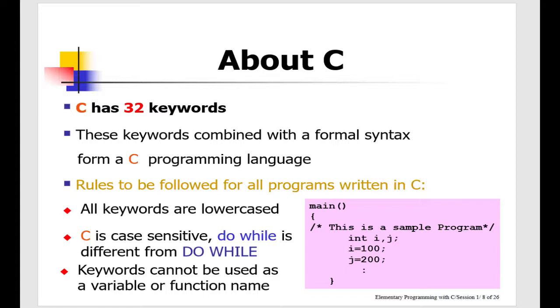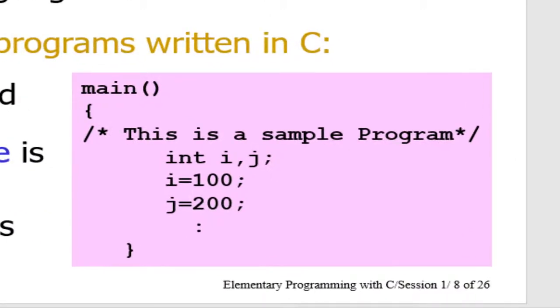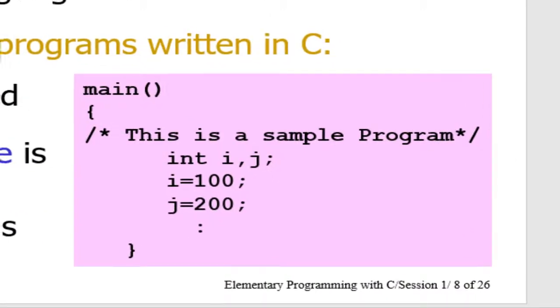All keywords in the C programming language are in lowercase, and C is case sensitive, meaning that do while in lowercase is quite different from DO WHILE in uppercase. Keywords cannot be used as the names of variables, functions or constants, and these names are called identifiers. They tell us the name of a function, a variable, a constant, a structure, or any other type that we use in C. You can see an example on the lower right side.